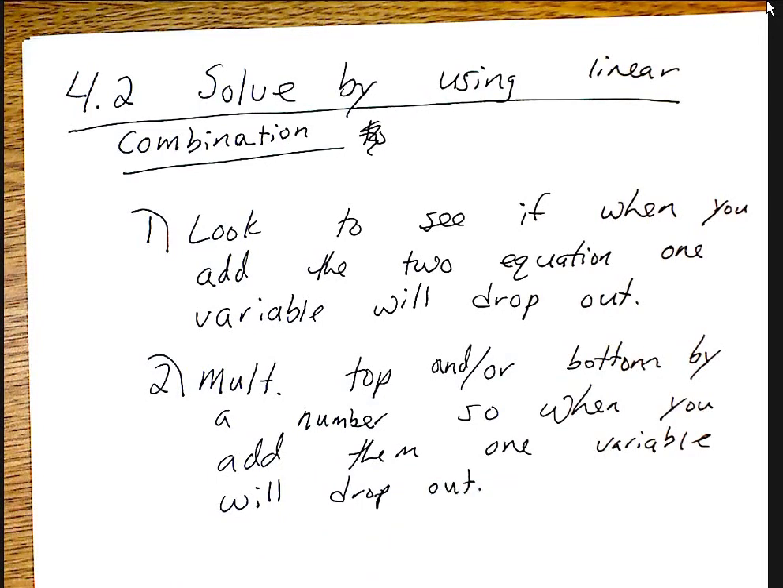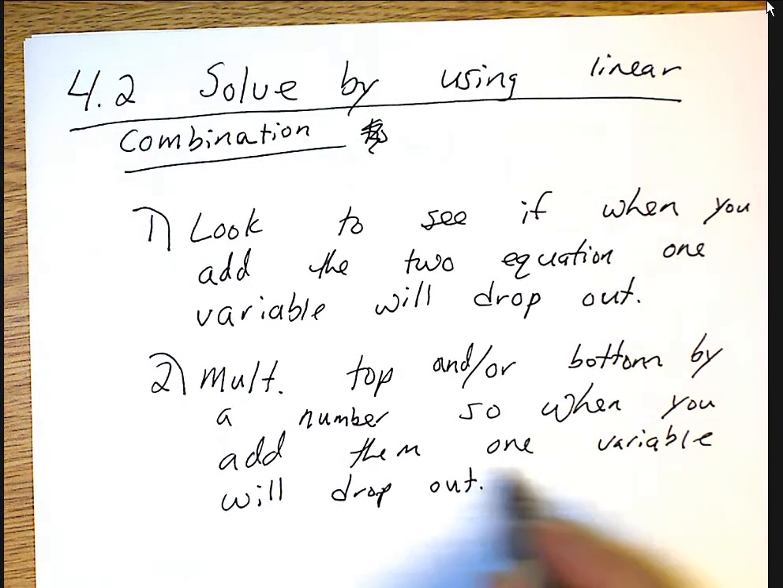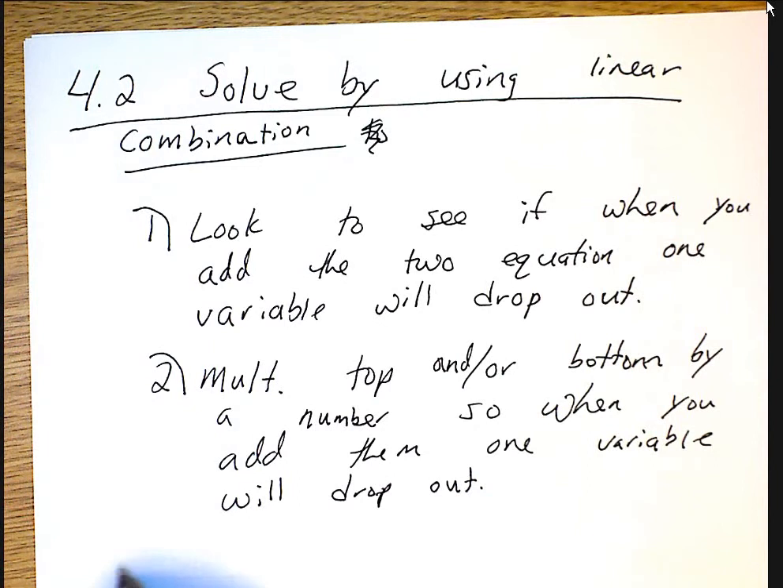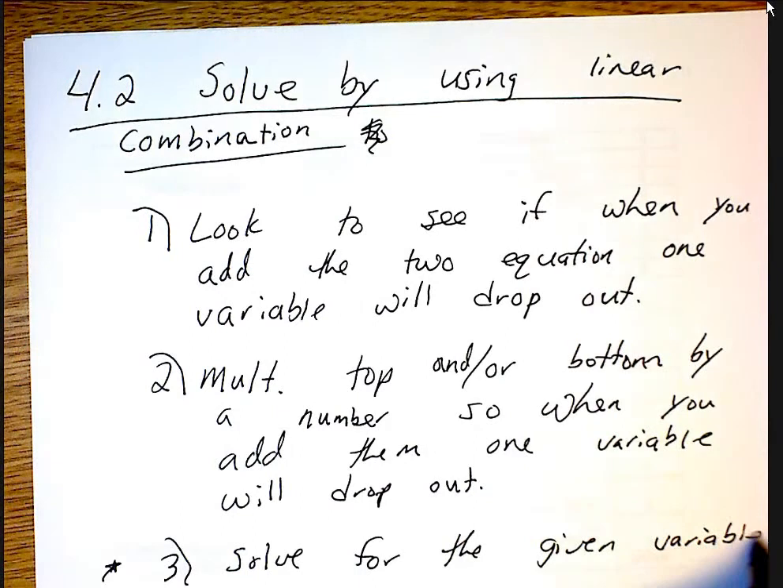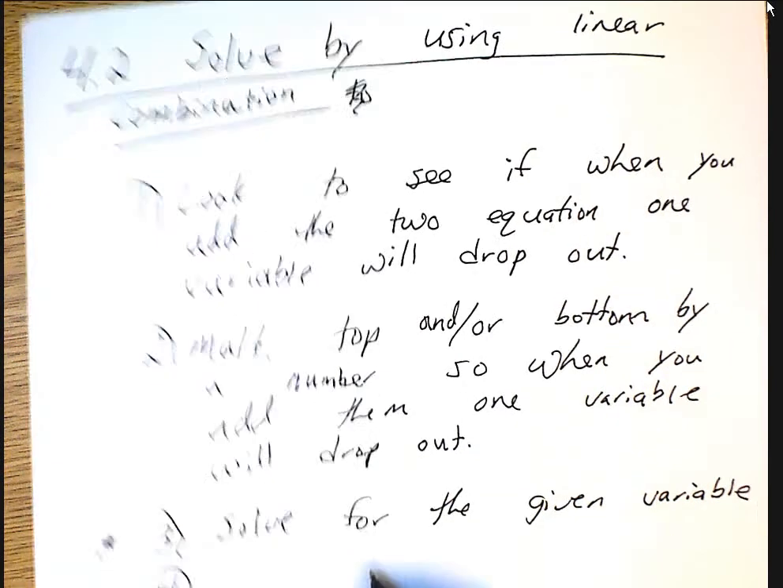Alright, so our whole purpose is to get one of the variables to drop out. You might just be able to add them, or you might have to multiply them. Once the variable is dropped out, then you would go and solve for the given variable. And then plug it back in for the other variable.